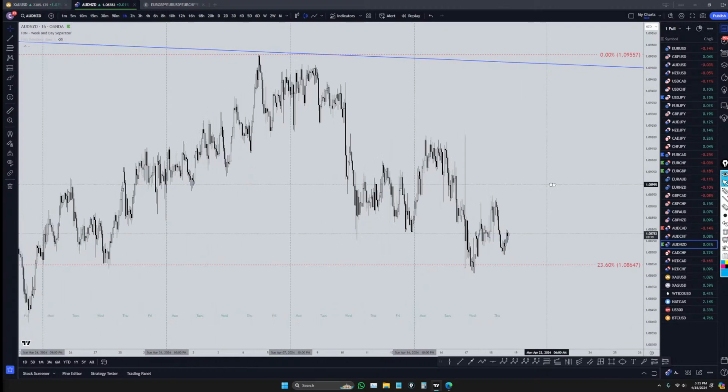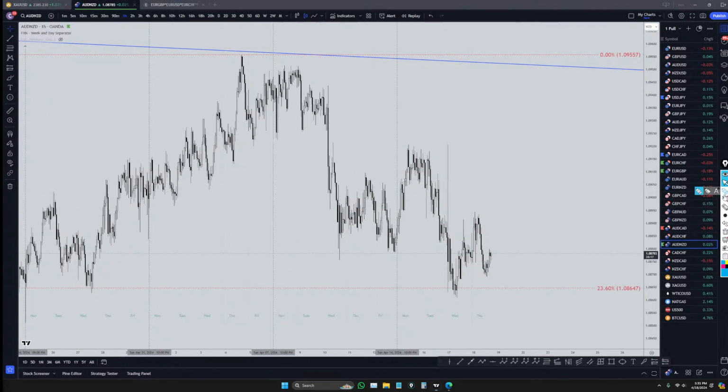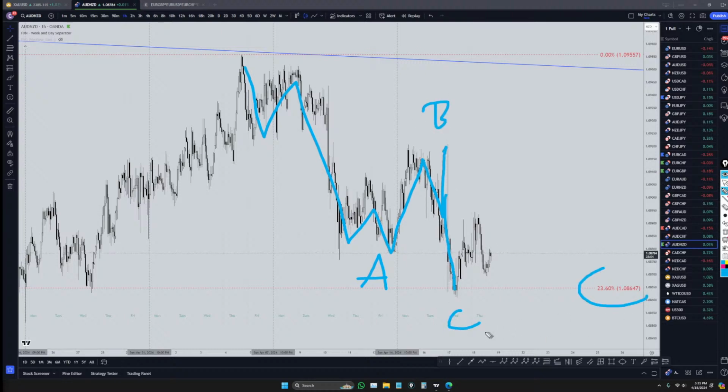I'm long on the Aussie Kiwi and I've been long, and I'm still long because this looks like a 1, 2, 3, 4, 5 to me. I think it's an A. I think this big old spike right there is part of an A, B, C, or B. I think this is a downtrend for a C, 23.6 fib bounce. I think there's a good chance this is going to keep on going up over the next week or two.